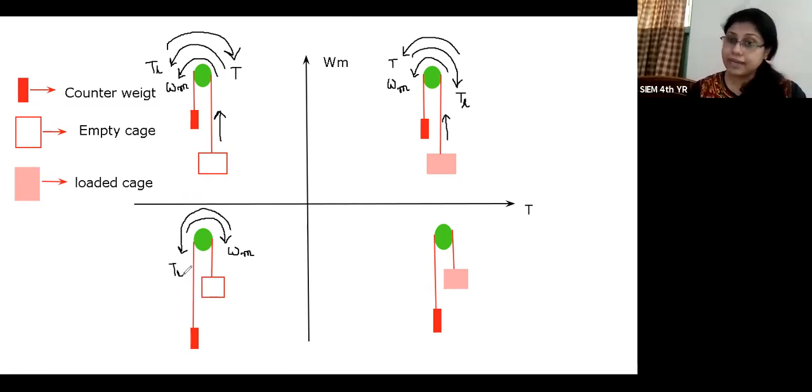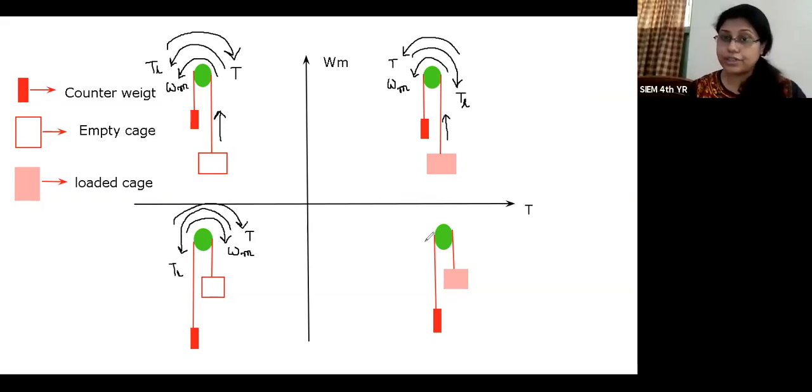Similarly, for the empty cage, the motor torque will operate towards the empty cage, because as per Newton's third law, the direction of the load torque and motor torque are opposite to each other. So the motor torque will operate in this way. Okay.